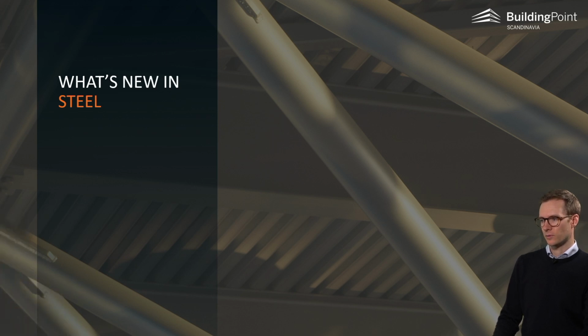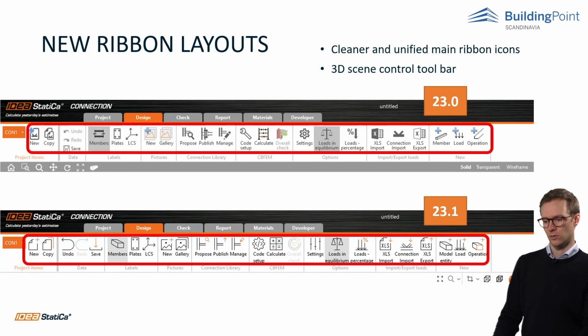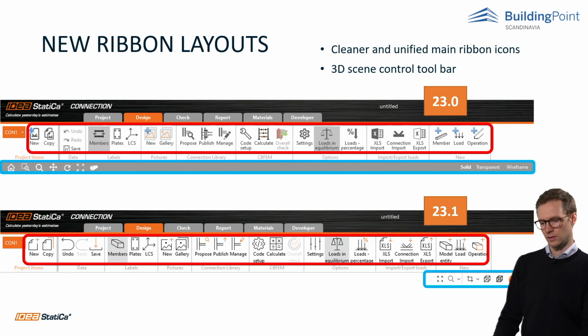So let's look at what's new in steel. There's a new ribbon layout, so it has been improved in 23.1. They cleaned up the ribbon. It's a more unified user experience and gives a cleaner look. And also the 3D scene control toolbar now has universal symbols for navigating and changing the views.